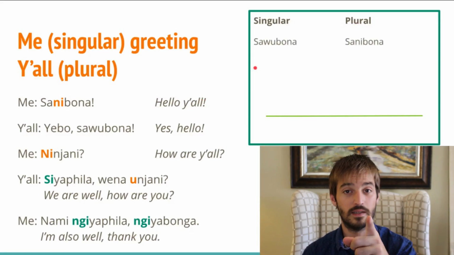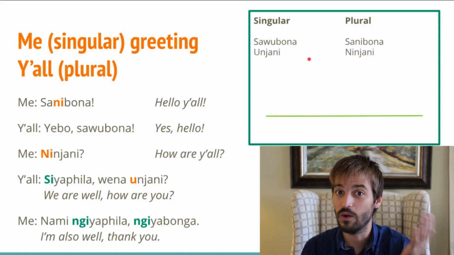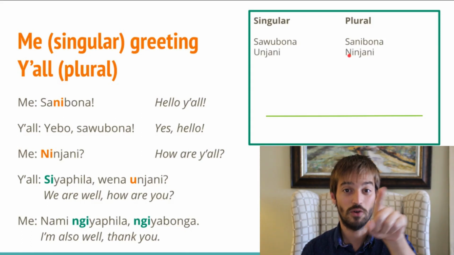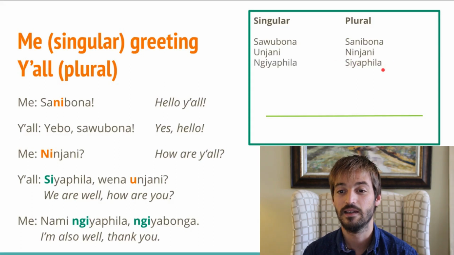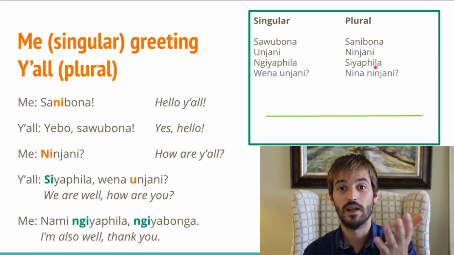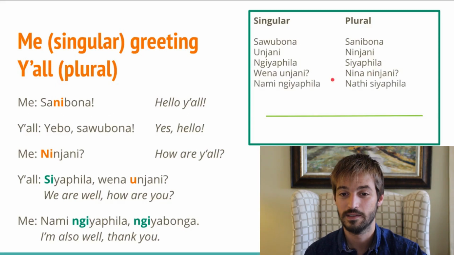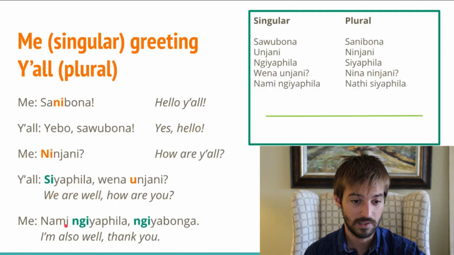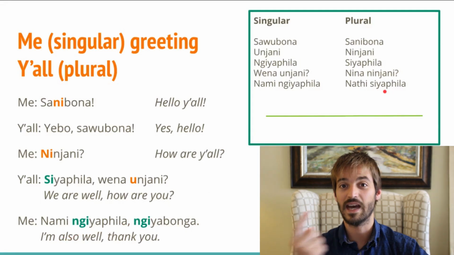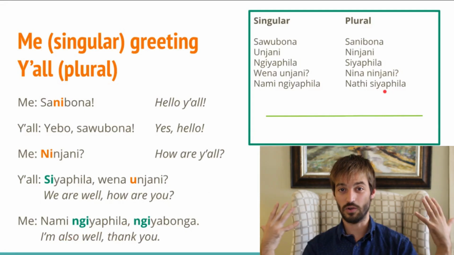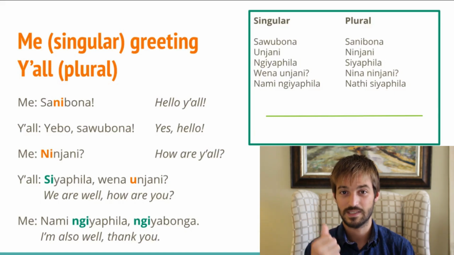Cool. So here we've got a little block with a bunch of singular versus plural differences. We have sawubona, hello to one person. Sanibona. We have unjani, how are you? We have ni, all of y'all, ninjani. Ngiyaphila, siyaphila. Wena unjani, you, how are you? Nina, ninjani, how are all of y'all? Nami ngiyaphila, I'm also, versus nati, siyaphila. Nati, all of us. Si, as we, siyaphila.